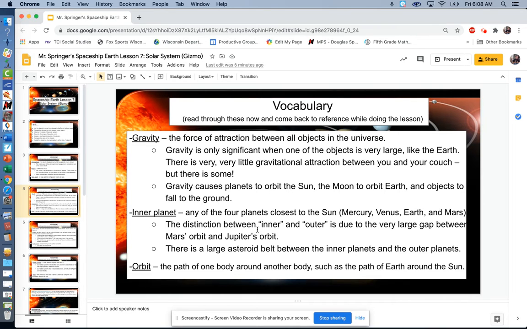The distinction between inner and outer is due to the very large gap between Mars' orbit and Jupiter's orbit. There's a big space between Mars and Jupiter. Well, bigger space even than there is between all the other planets. There is a large asteroid belt between the inner planets and the outer planets. Orbit, the path of one body around another body, such as the path of Earth around the sun.